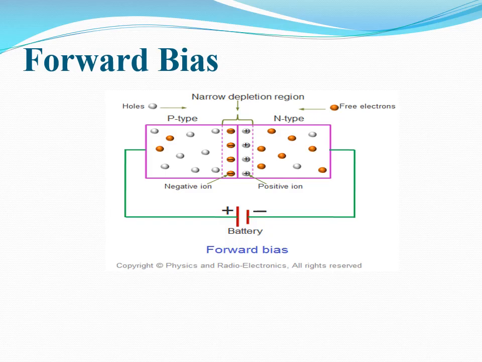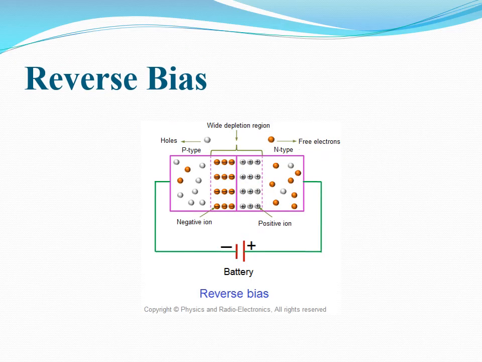Now there are two types of biasing. First of all, we will discuss forward biasing. Forward biasing is when a battery has two terminals, one positive and one negative, and your positive part, meaning P-type, is connected with the positive terminal of the battery and the negative part, meaning N-type, is connected with the negative terminal of the battery. This is called forward bias. Reverse bias is opposite to the forward bias. When the negative terminal of the battery is connected with P-type and the positive terminal of the battery is connected with N-type, this is called reverse bias.